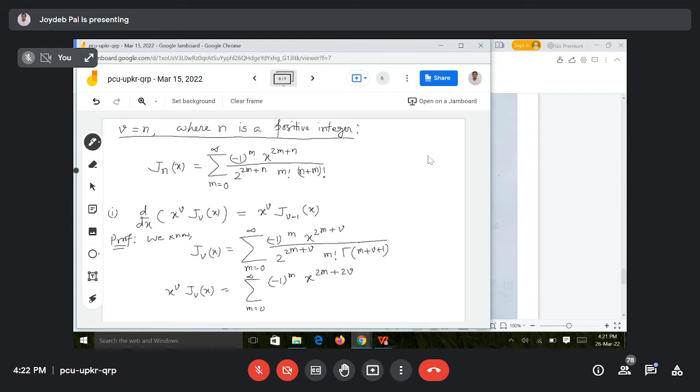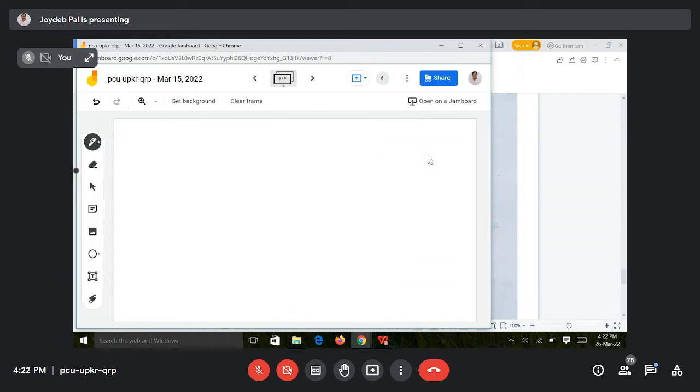What will it become? It will come, right? Divided by 2 to the power 2m plus nu, m factorial, gamma of m plus nu plus 1. Now we have to differentiate it, right? So differentiating this with respect to x.